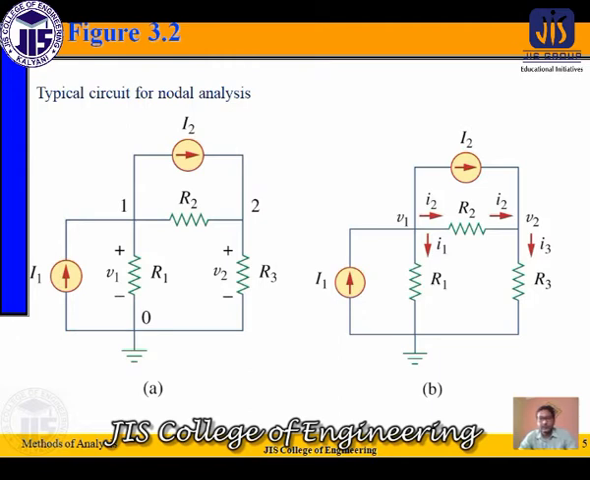First of all, we have to find out how many nodes there are. A node is nothing but the connecting point between more than 2 branches. So let's see how many nodes there are. In the lower portion, one branch is over here, the second branch is over here, and the third branch is over here. These 3 branches are connected together at this point, so we can consider this as one node.